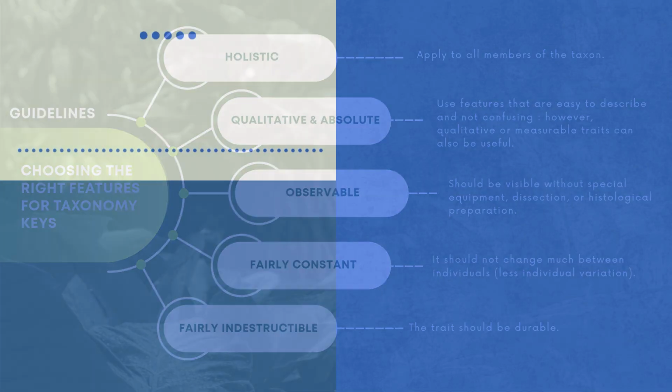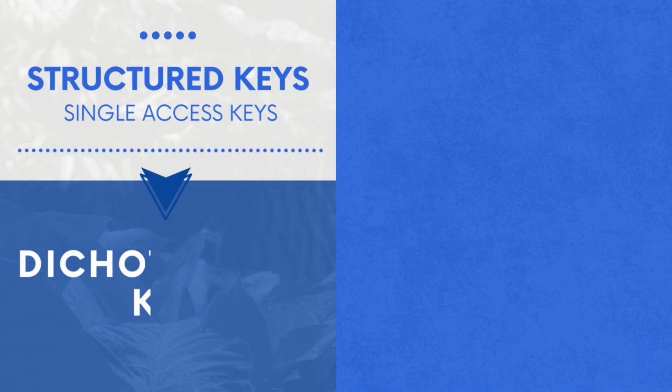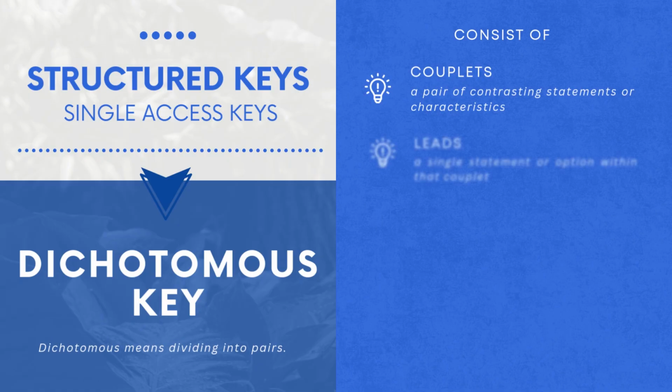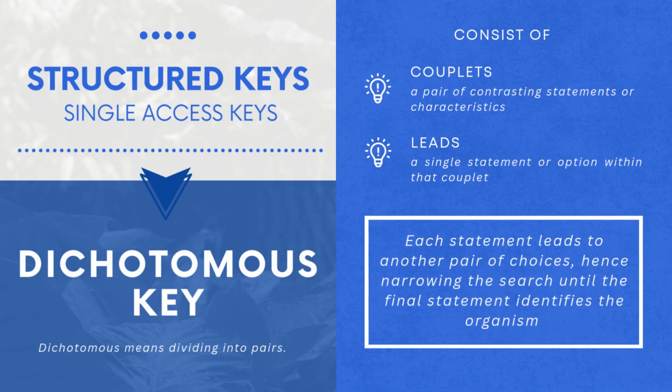In this session, we will cover only structured keys, also known as single-access keys. One of the renowned single-access keys is the dichotomous key. Dichotomous means dividing into pairs. The dichotomous keys consist of couplets and leads. Each statement leads to another pair of choices, hence narrowing the search until the final statement identifies the organism in question.